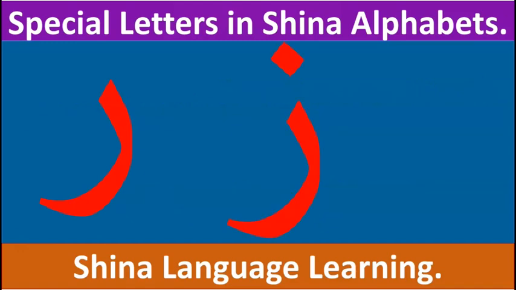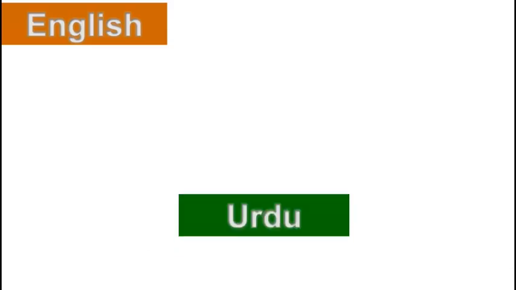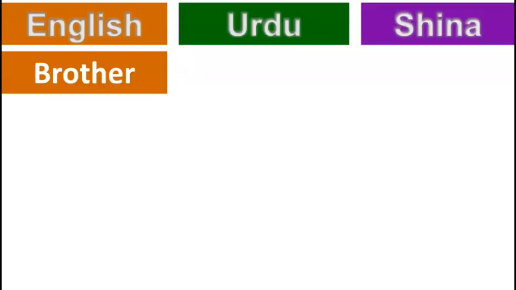The letter re, which is in the Urdu alphabet, when you put 4 dots on re, it becomes re. Now we will cover a few words on this special Shina alphabet letter in the Shina alphabet.